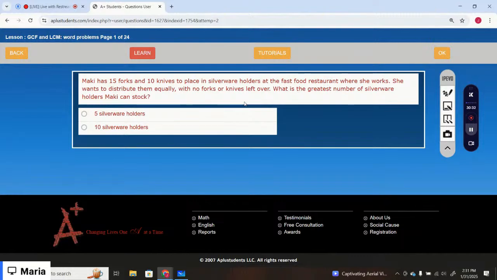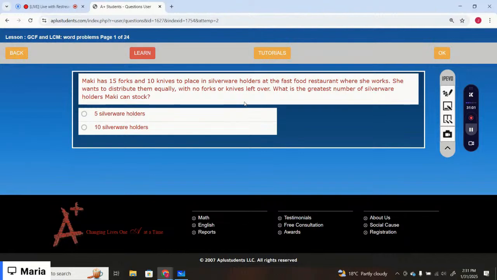Makki has 15 forks and 10 knives to place in silverware holders at the fast food restaurant where she works. She wants to distribute them equally with no forks or knives left over. What is the greatest number of silverware holders Makki can stock? So you have to find the greatest common factor. Got it? Because you need to find the greatest number.